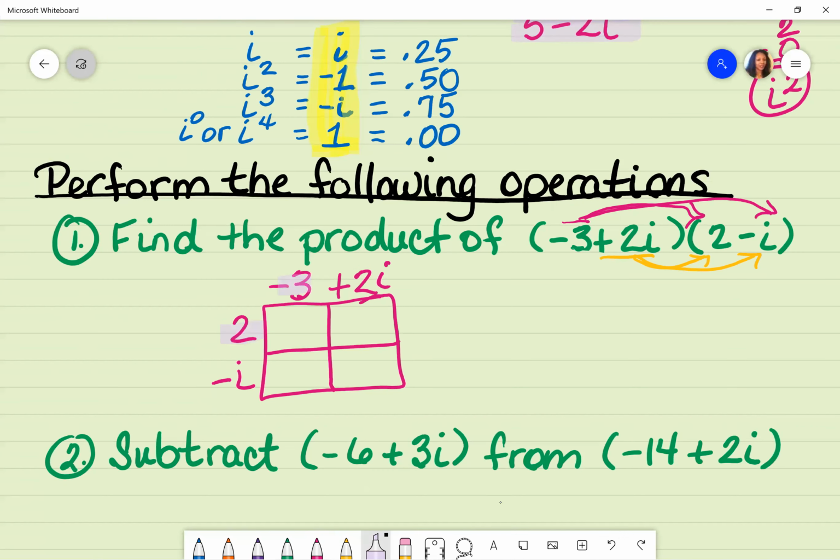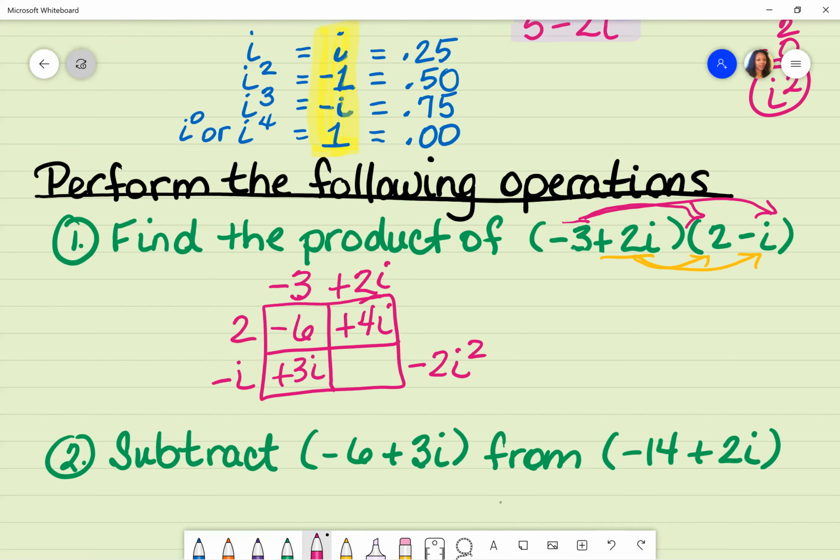So 2 times -3 is -6, and that goes in this box. 2 times +2i is +4i. -i times -3 is going to be +3i. And I like to keep up with my signs. -i times 2i is going to be -2i squared.